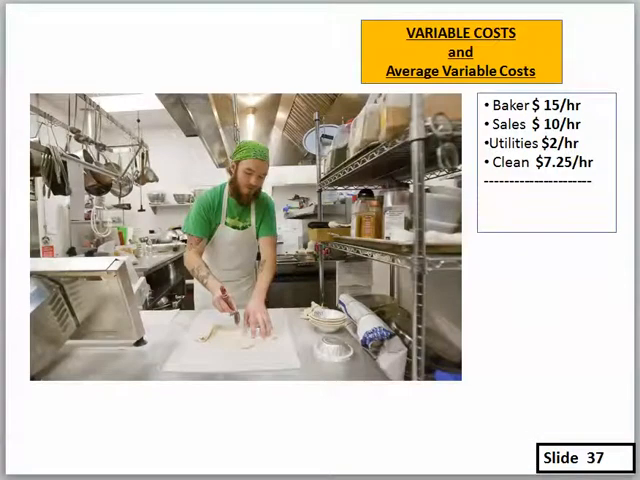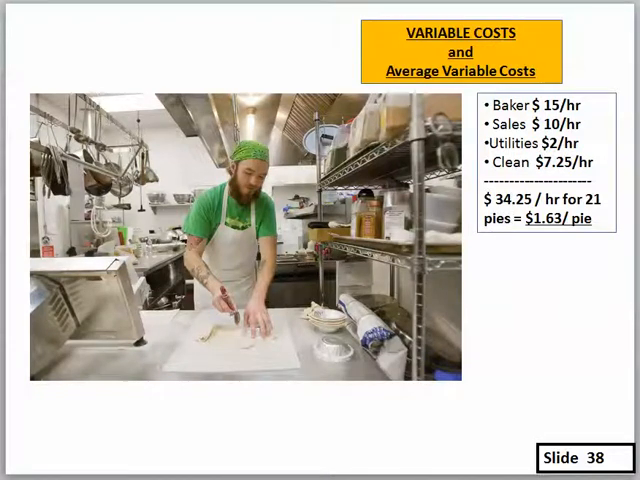Now, remember we were talking about our variable costs. Well, I made up some numbers here for you. We're going to assume that we're paying our baker $15 an hour. Our salesperson, we'll pay him $10 an hour, a little bit above minimum wage. Utilities, we estimate we're going to spend $2 an hour for the oven to run to bake pies with. And then we've got some cleaning help and some other help. We will put that at current minimum wage, which is $7.25.